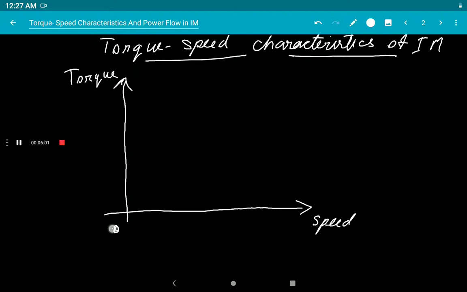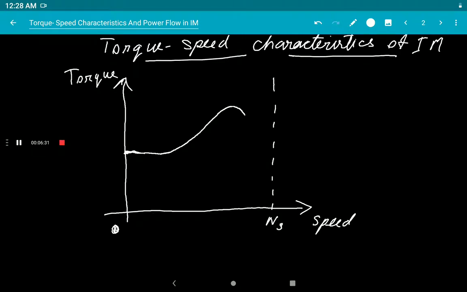So at speed zero, there will be a torque. So torque is not zero at this point. The characteristic curve starts from a point like here, and the curve droops slightly, then increases as a smooth curve until it reaches a maximum, and we denote this as our synchronous speed NS.